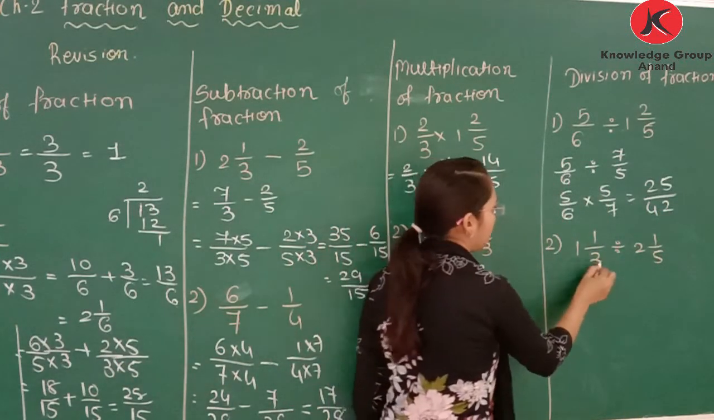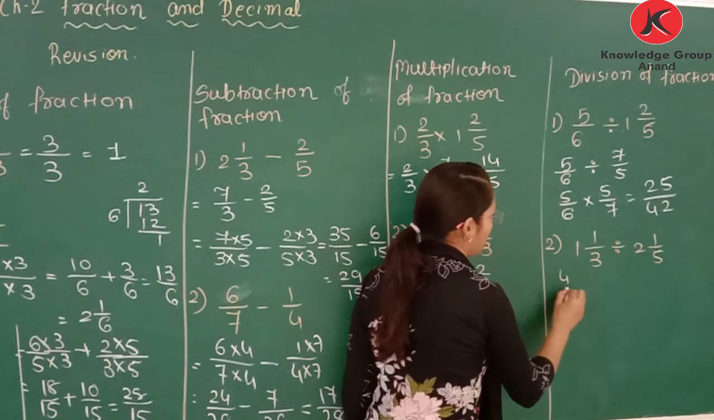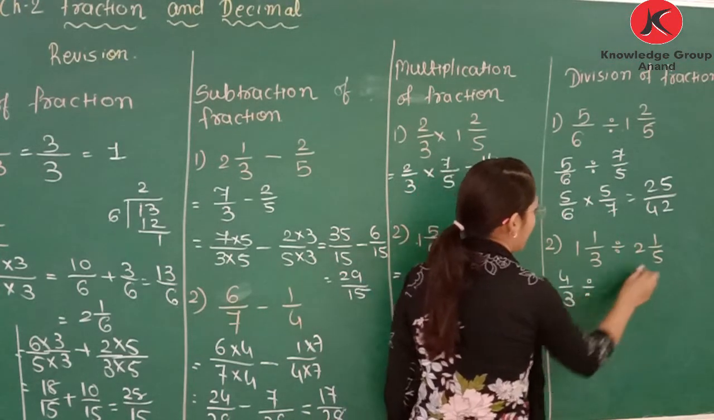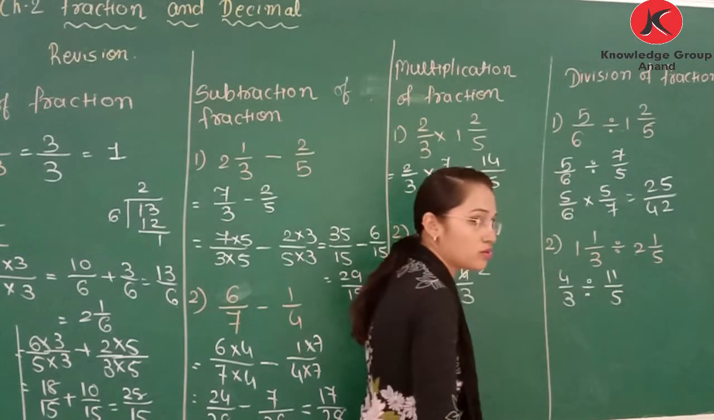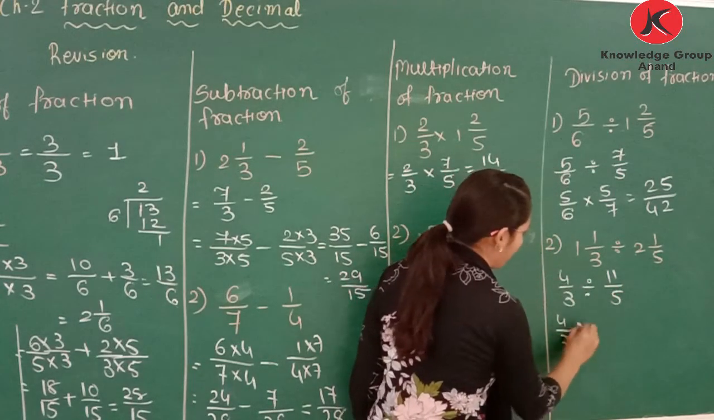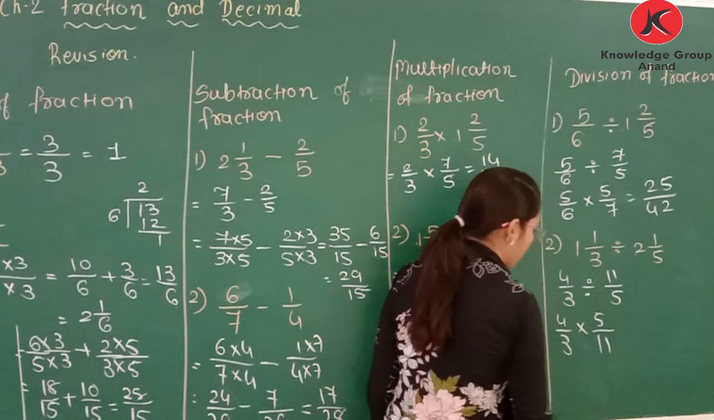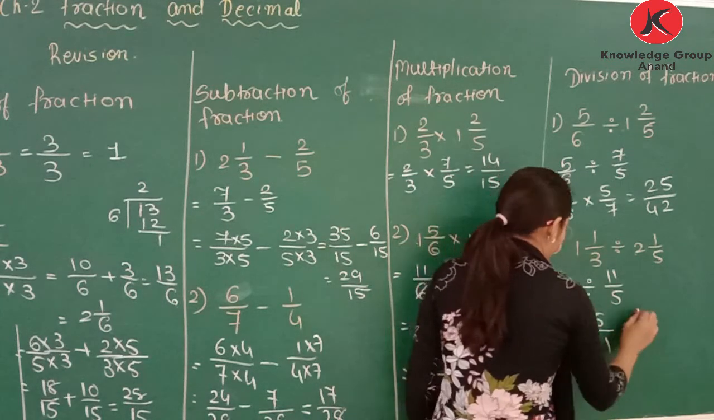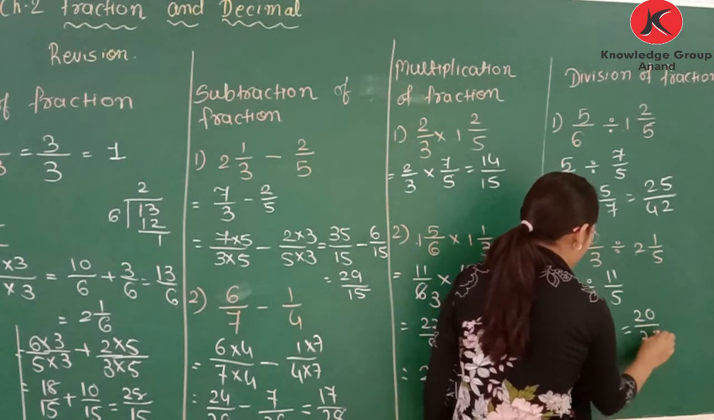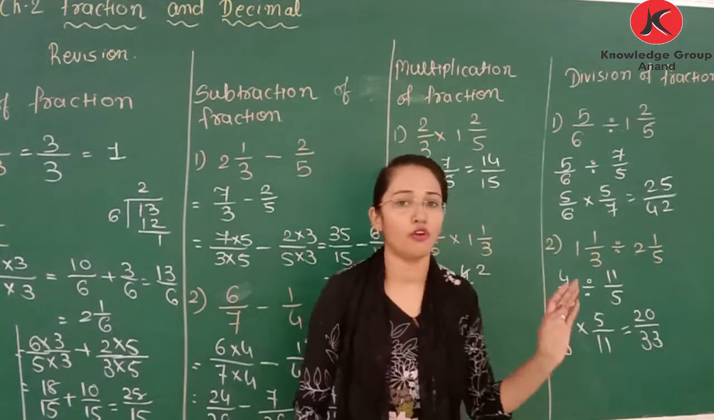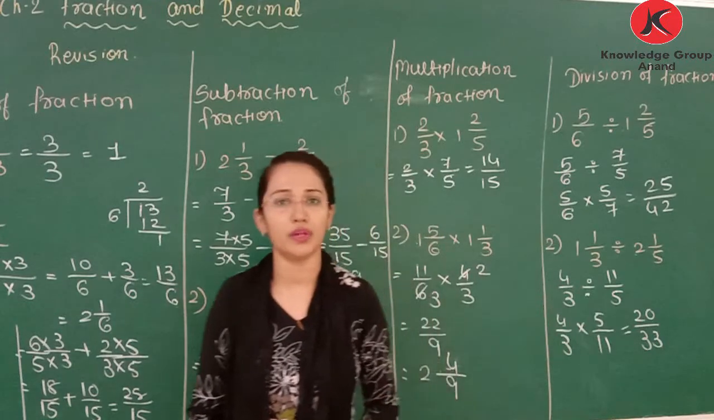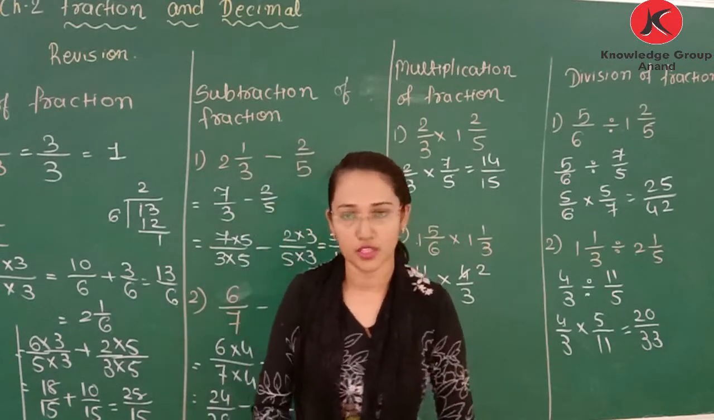One more example. 3 ones are 3 plus 1, 4 by 3 divide 2 5s are 10 plus 1, 11 by 5. Now 4 by 3 multiply 5 by 11. So it will be 20 by 33. Clear? This is the method of addition, subtraction, multiplication and division of fraction.